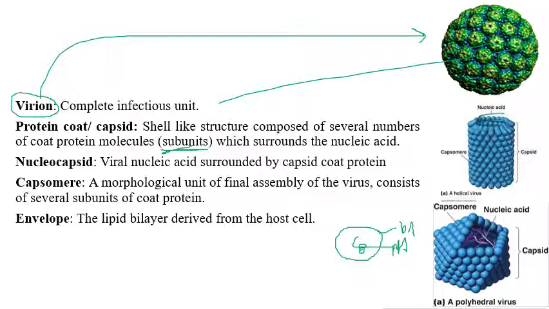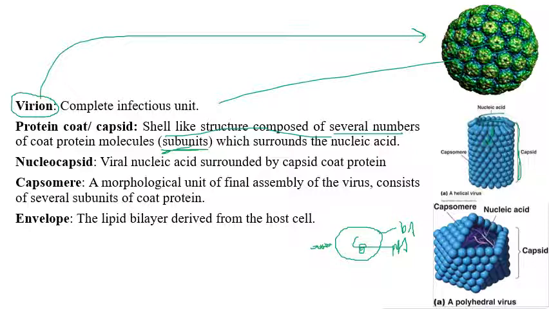This protein coat comprises many capsomere subunits, many small molecules attached or combined to form the capsid or protein coat. The shell-like structure is composed of several coat protein molecules or subunits. We can see here this is called capsid, a combination of several coat protein molecules. This is a rod shaped particle, this is TMV. We can see here small capsomeres. The small capsomere units combine to form capsids, which surround the nucleic acid.